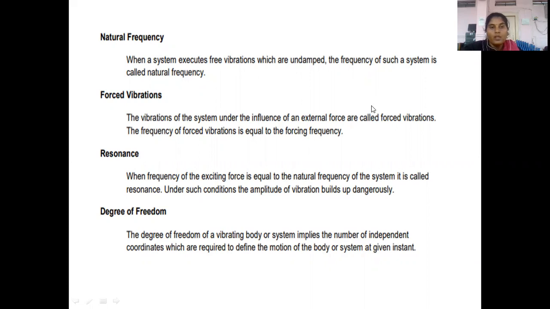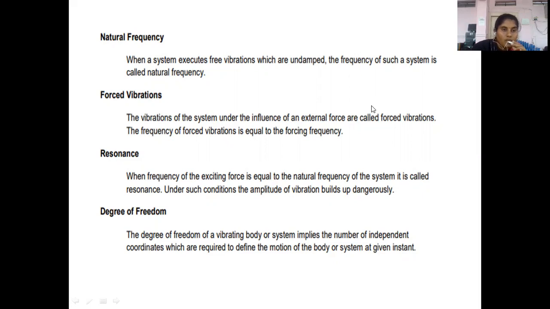When a system executes free vibrations which are undamped, the frequency of such a system is called natural frequency. Full stop.